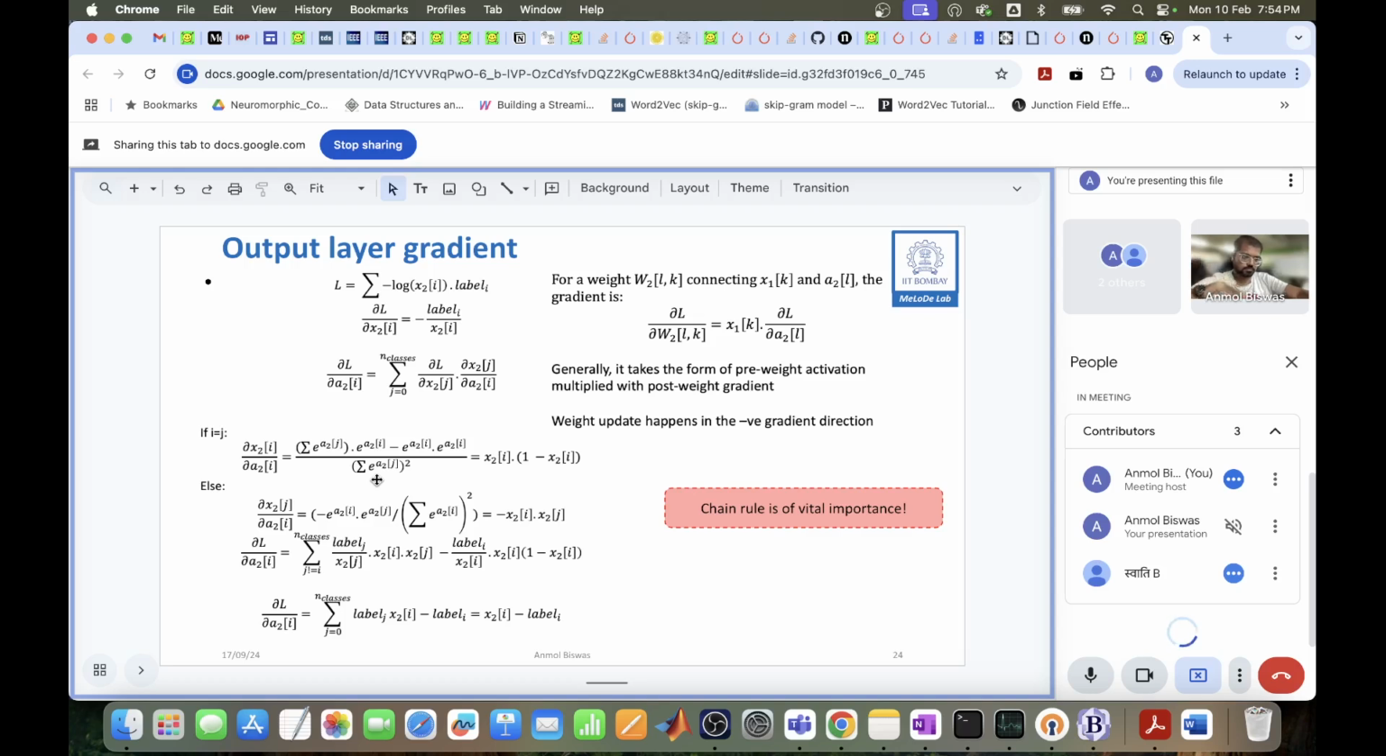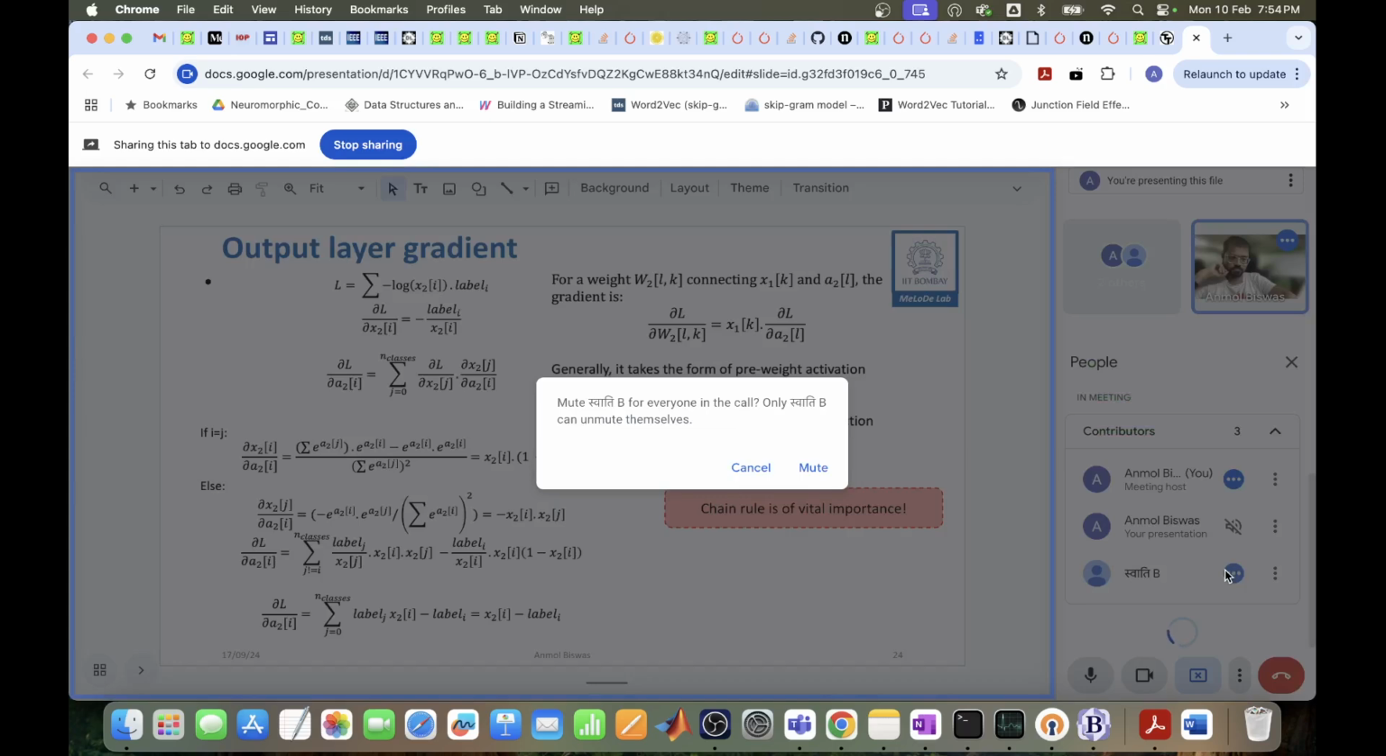No. See, j goes from 0 to n classes, right? So j is basically the summation over all of the indices, right? And then i is one specific index within that, right?